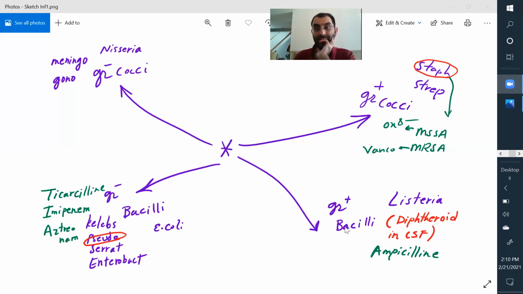Gram-positive bacilli, or gram-positive rod, is Listeria. Listeria, diphtheroid in the CSF, for example. Oops, diphtheroid? Is it diphtheria? No, it's diphtheroid. Diphtheroid looks like diphtheria, but it's not diphtheria. Diphtheroid in the CSF, or gram-positive bacilli in the CSF, is Listeria.